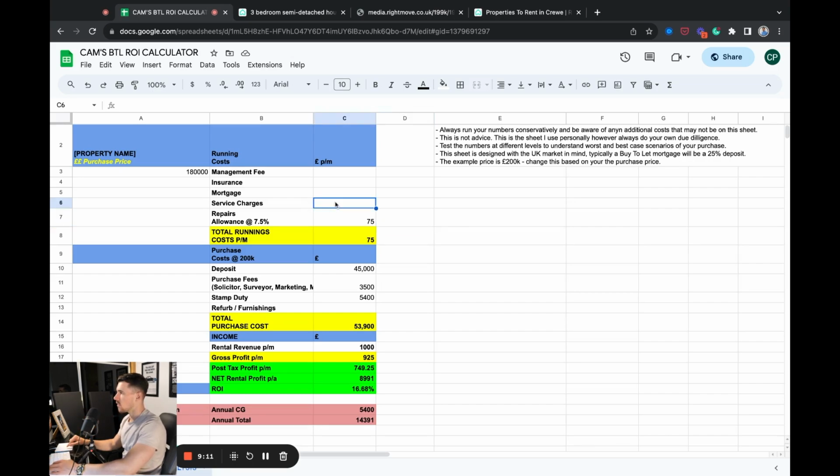No service charges because this is a freehold house. If it was a flat or an apartment on leasehold, there probably would be some kind of service charge or ground rent. Insurance, I'm going to put in £15 per month. That's about what I can expect for this.